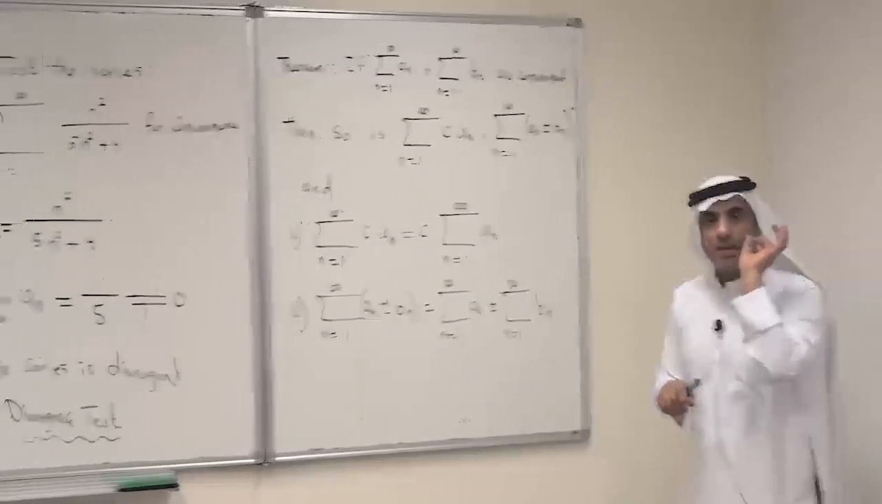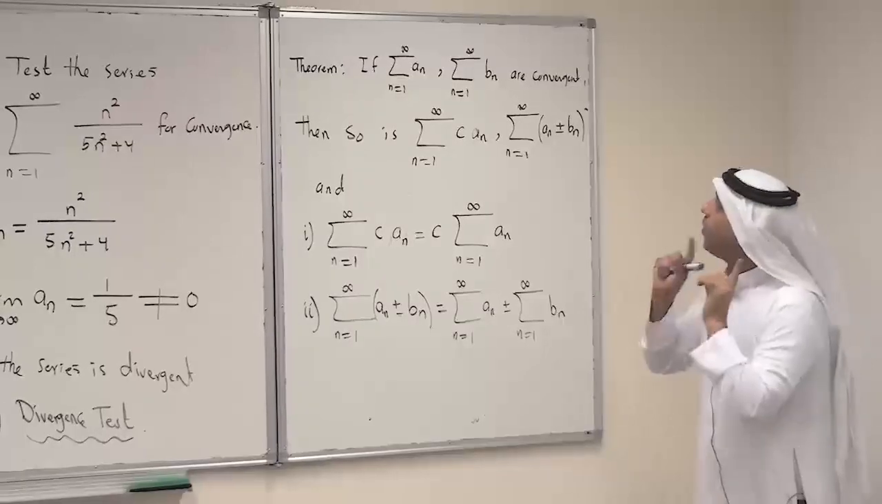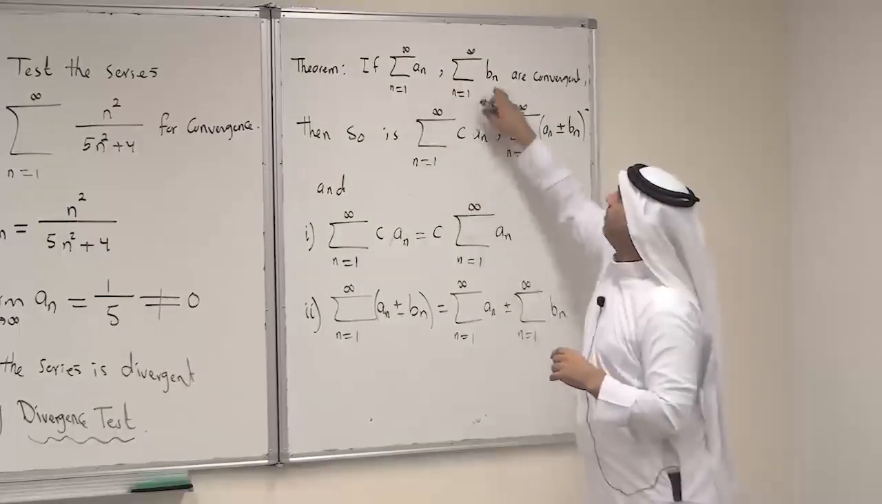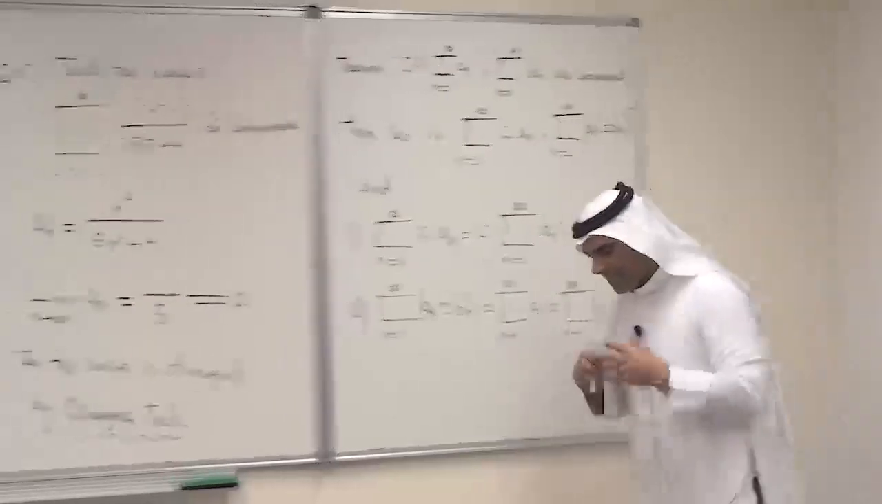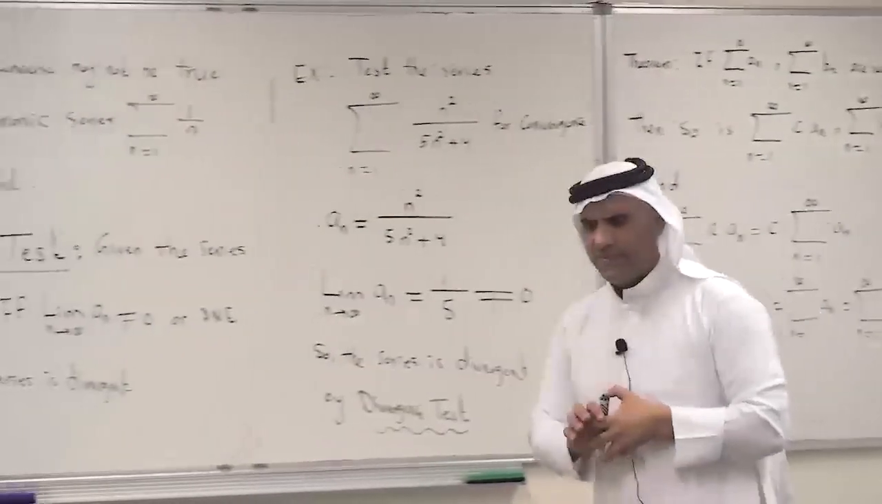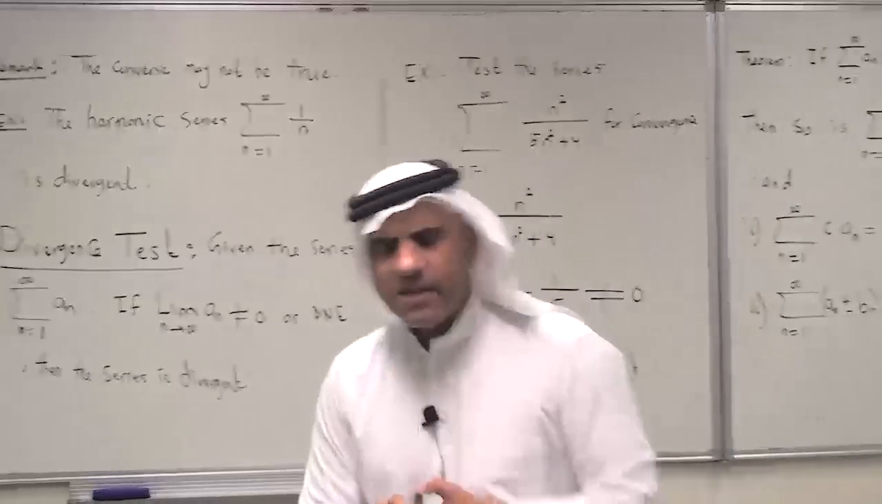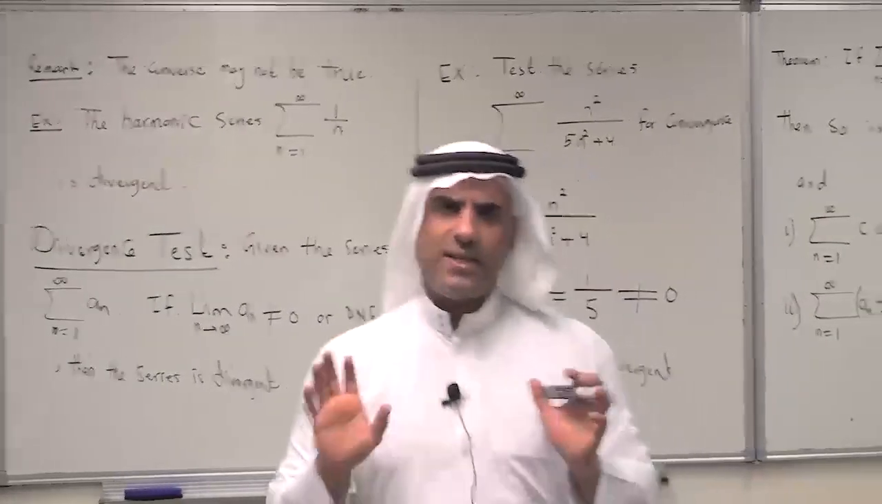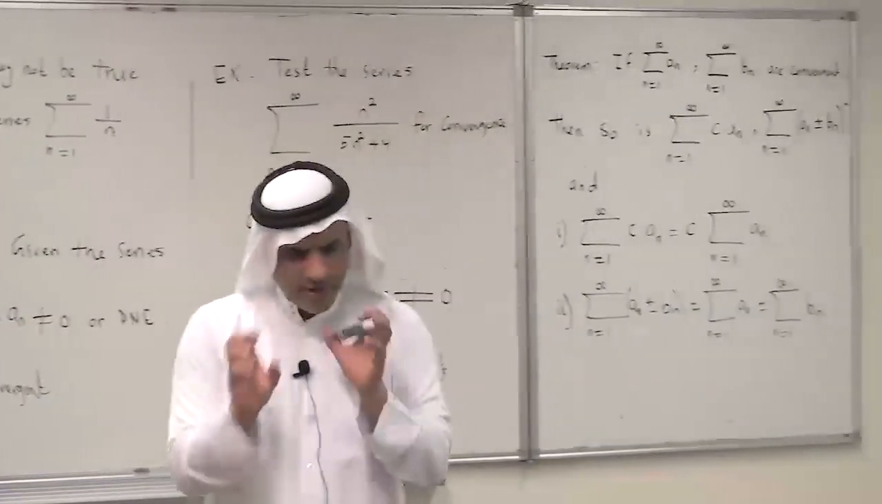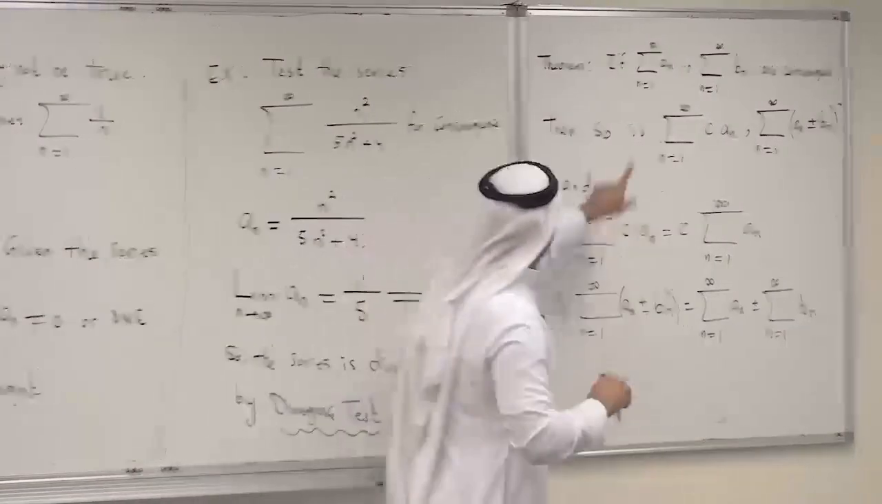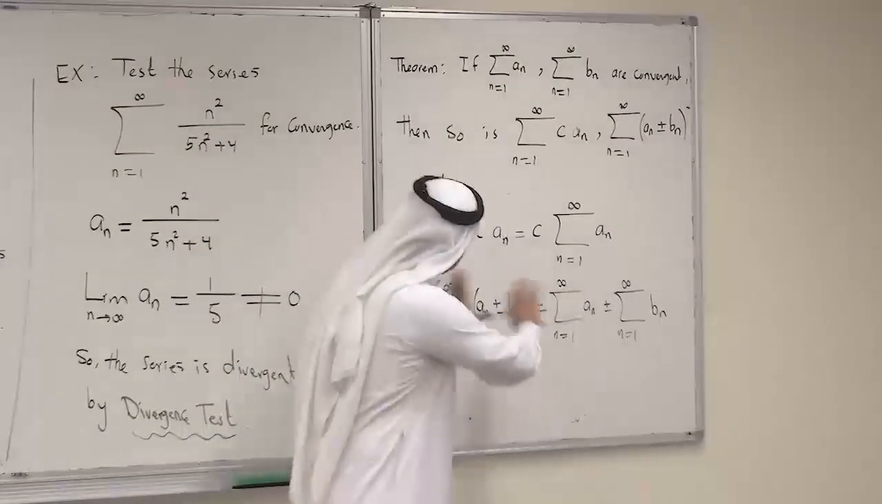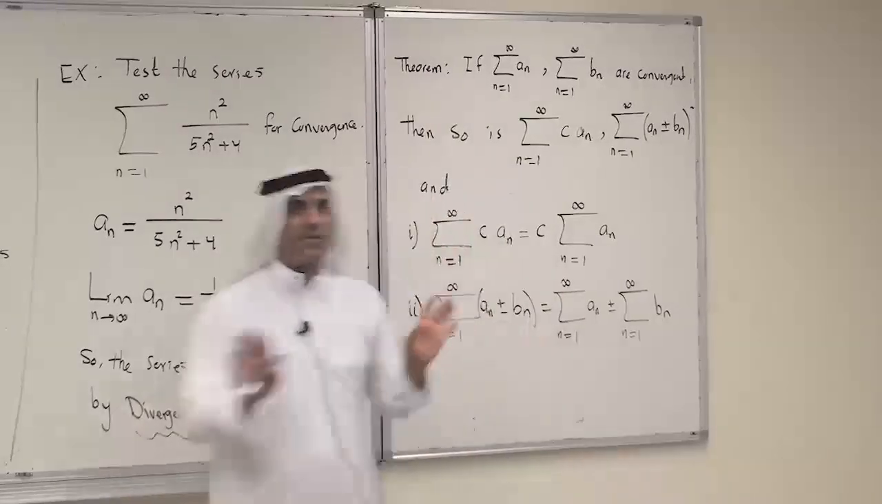But you need to be careful here. This is true only if both of them are convergent. Nothing is said about the case where the series AN is divergent and the series BN is divergent. If both of them are divergent, we should be careful here. If one of them is divergent and the other one is convergent, the sum and the difference are divergent for sure.